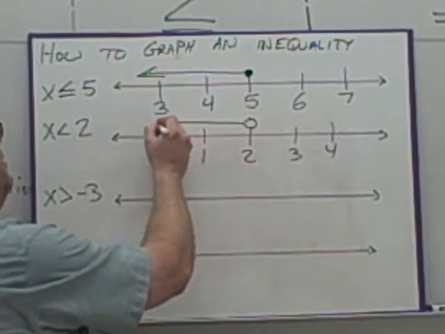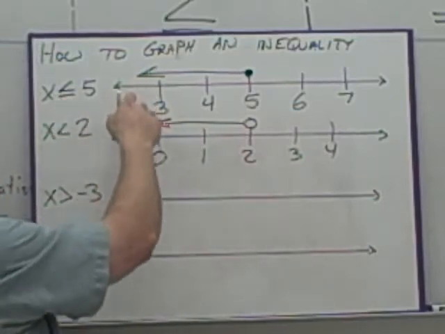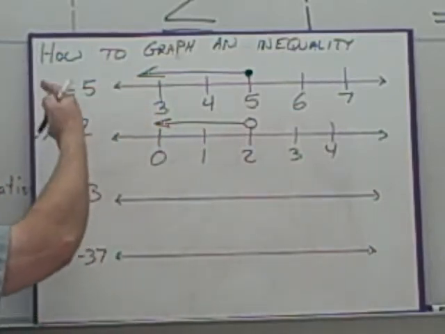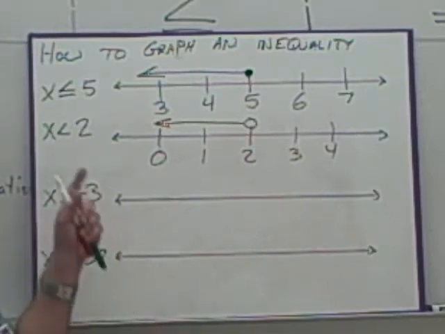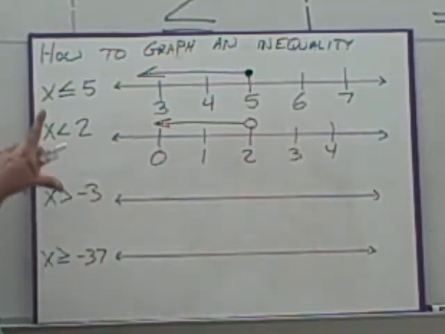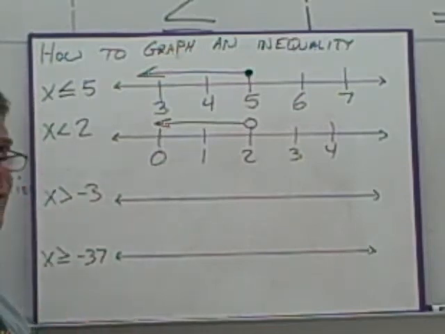Less than, 1 is less than, 0 is less than, so I'm going to go in this direction. Notice how it also happens to match up with the direction that your inequality symbol is pointing. That is true as long as the variable is on the left-hand side. The true left-hand side, not the left I was talking about earlier.